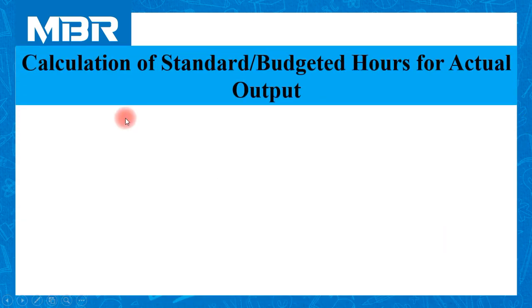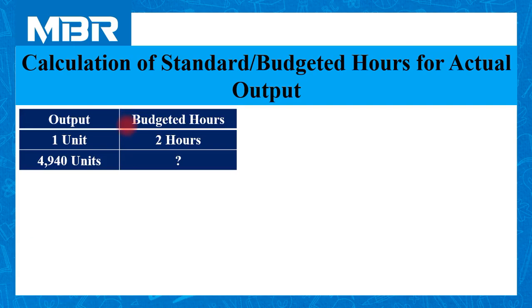After calculation of these three items, let us move to the fourth and important item. It is all about calculation of standard or budgeted hours for actual output. You can say it is a calculation of revised hours on the basis of the actual output. As per information given to us in budgeted data, we are in need of 2 hours. So, we need to spare 2 hours to manufacture 1 unit of production.